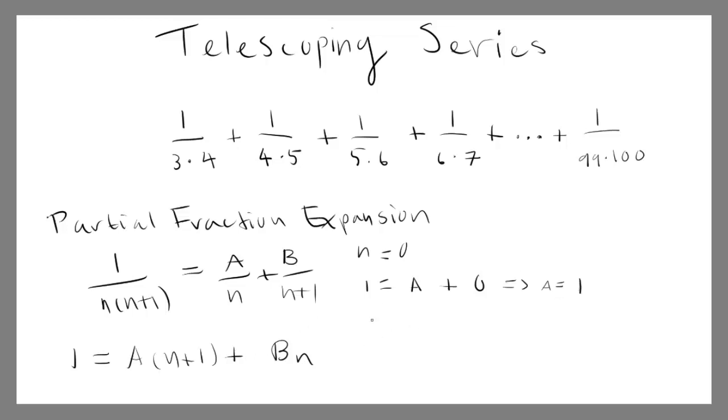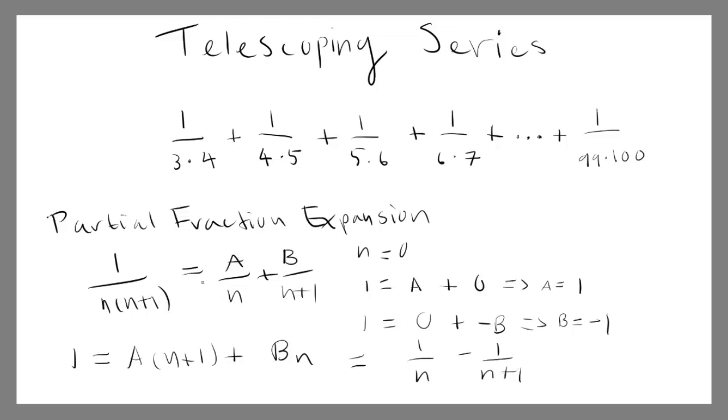Alrighty, now let's try setting n equal to negative 1, because in that case, this entire term would cancel. So 1 is equal to 0, because negative 1 plus 1 is 0, and 0 times a is 0, plus negative b, right? Because n is negative 1, times b is negative b. So in this case, b is equal to negative 1. And that means we can write this formula as 1 over n times n plus 1 is equal to 1 over n minus 1 over n plus 1.